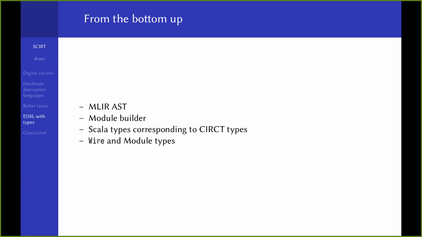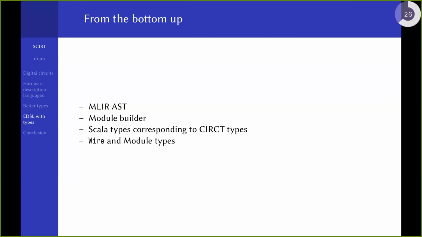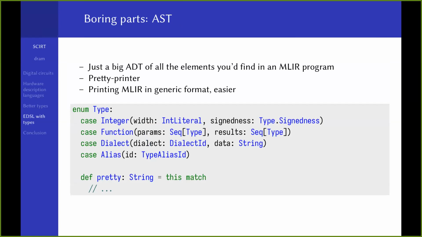Now we're going to create Scala types that correspond more precisely to circuit types, like the bit vector types and struct types and so on. Then we'll create wire and module types like the ports type as shown earlier. The first few parts are actually pretty boring. They are generally the same with any generator. So it's just a big AST with all the elements you find in the MLIR program.